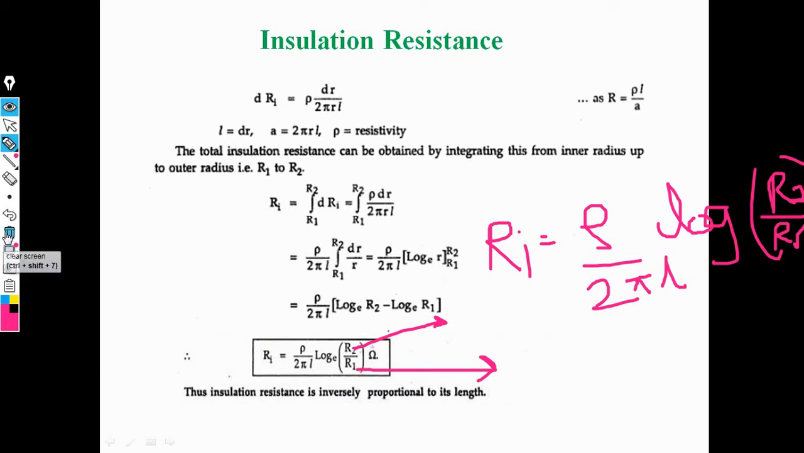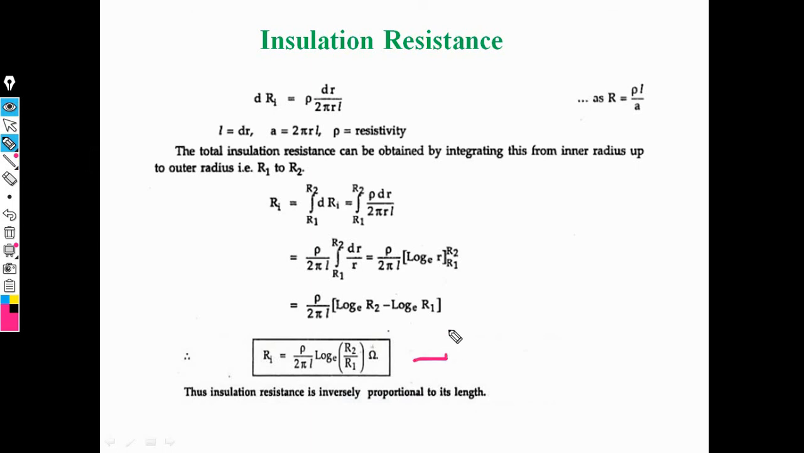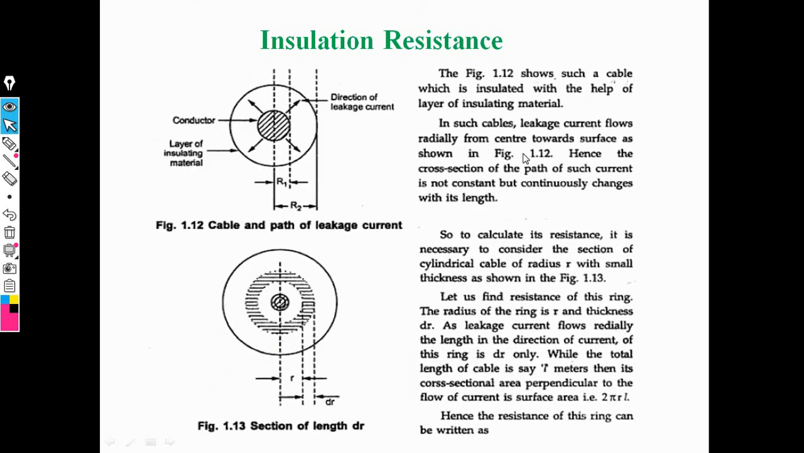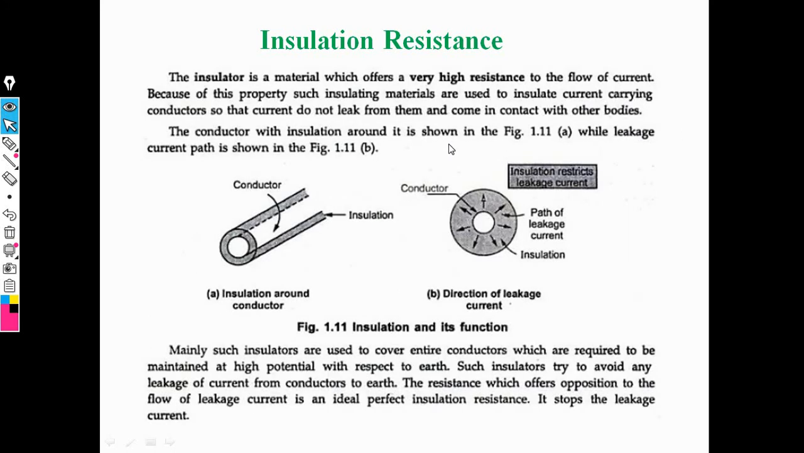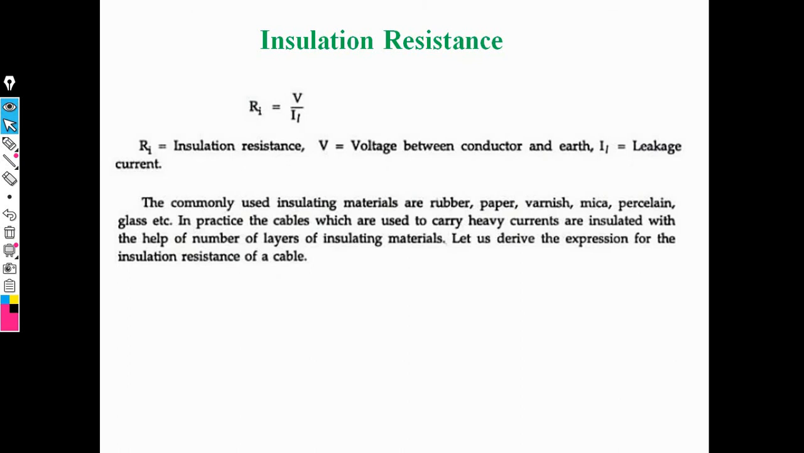Insulation resistance is measured in ohms, and this is the equation for insulation resistance, Ri. We need several parameters: resistivity, length of the conductor, and cross-sectional area of the conductor. These are the important concepts for insulation resistance, and this is the formula for it.